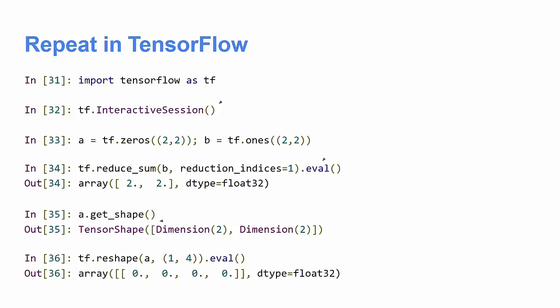Similarly, for the shape we have to do a.get_shape(), and it will show that it is a TensorShape with Dimension(2), Dimension(2). We can reshape in TensorFlow also using tf.reshape(a, (1, 4)), and .eval() is to show the values. So the a matrix which we reshape forms a vector with all zeros, 0 0 0 0.